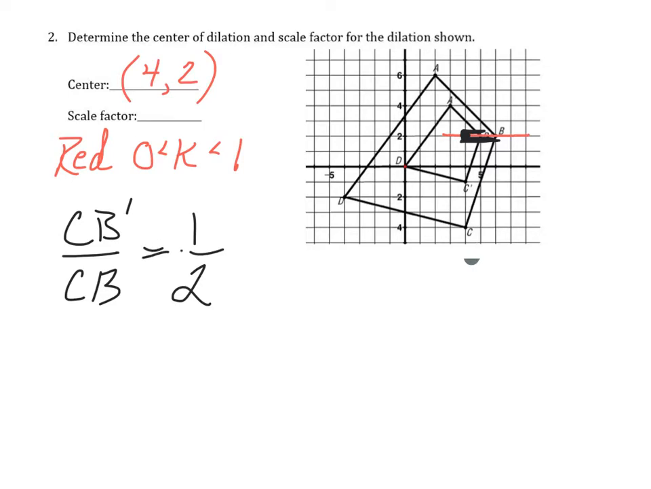All right. It's definitely getting smaller. My scale factor is in between 0 and 1. In this case, it is 1 to 2, or a scale factor of a half. So I know that A prime, B prime, C prime, and D prime is actually half the size of the original figure, the pre-image.